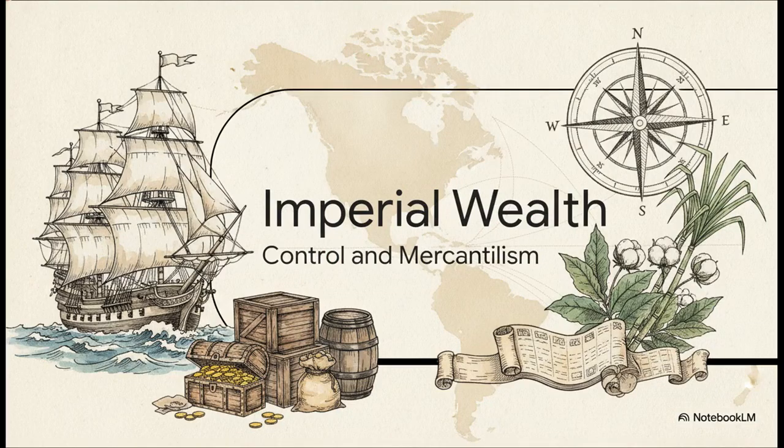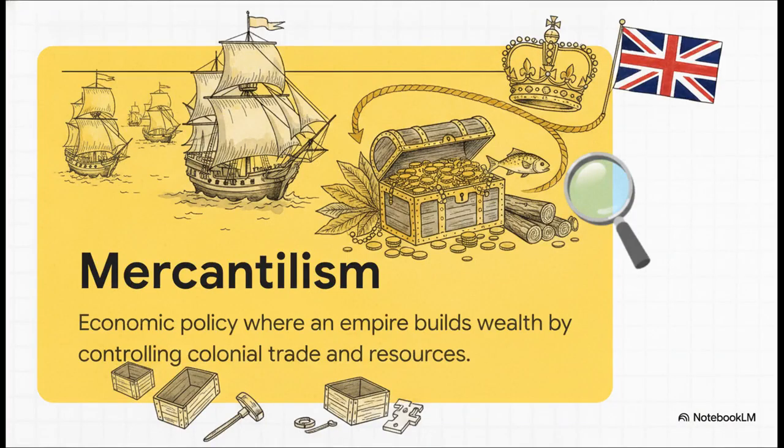To really understand the revolution, we've got to start with Section 1, Imperial Wealth and Control. So why did Great Britain want such an incredibly tight grip on North America in the first place? Well, it all comes down to an economic theory called mercantilism. Under mercantilism, the colonies existed for one main reason: to generate wealth for the British Empire, not for themselves.